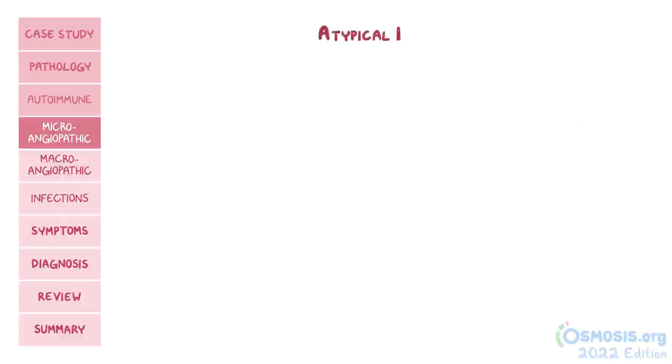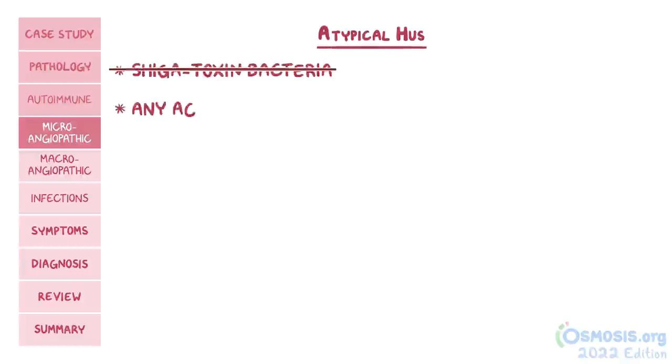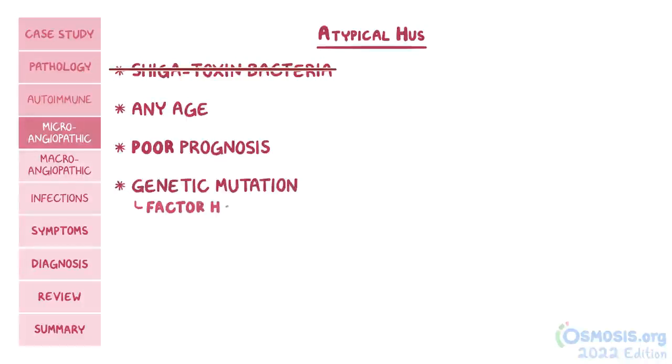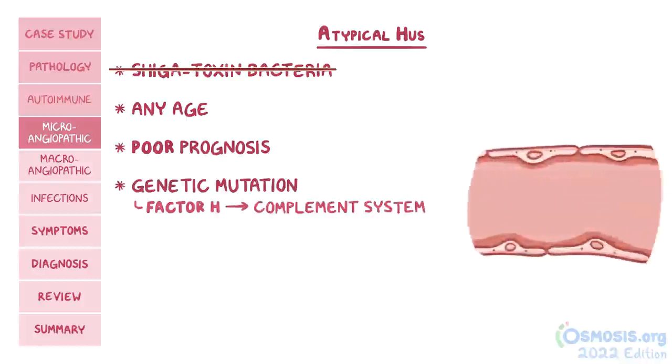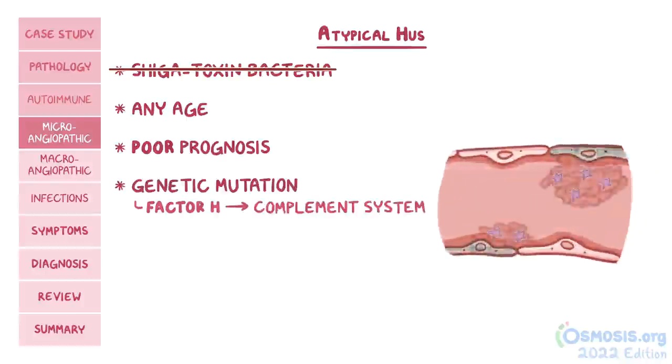Now, the atypical HUS is not associated with Shiga toxin. It can happen at any age and has a relatively poor prognosis. It's linked to a genetic mutation in factor H, a protein that controls the complement system. Without it, the complement system goes wild, causing damage to the endothelial cells and excessive clot formation.